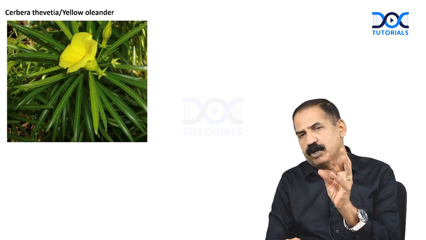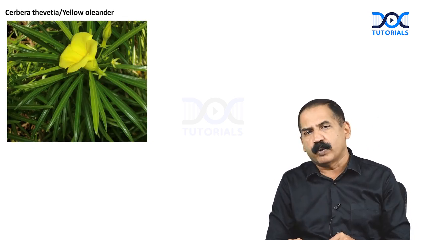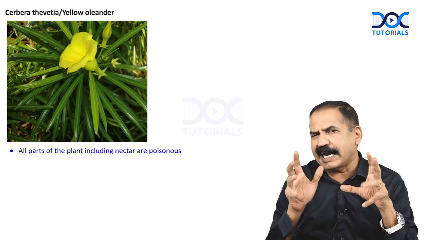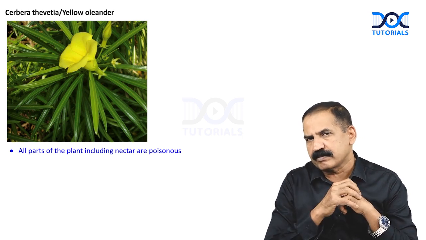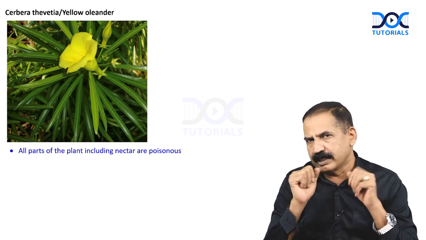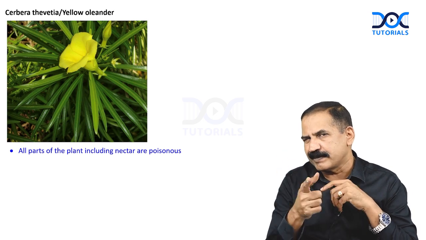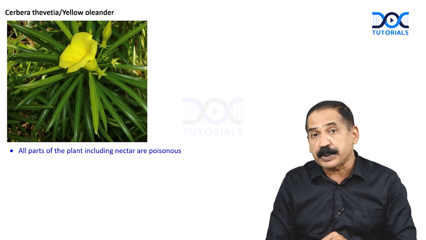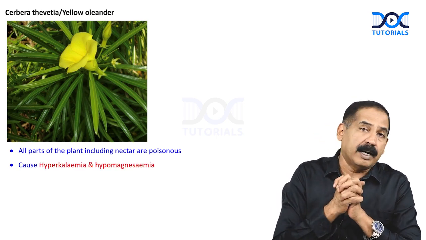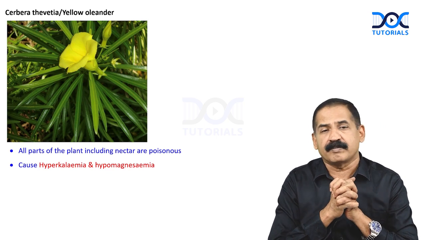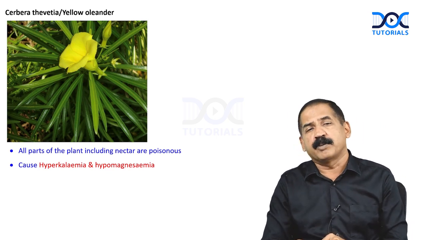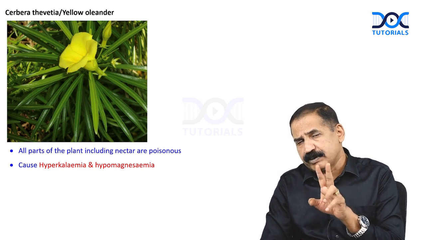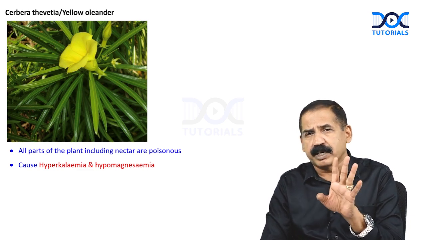It gives rise to a yellow flower, that's why it is known as yellow oleander. Okay. All parts of the plant, including nectar, are poisonous. I told you it is mainly a cardiac poison, and to a certain extent a spinal poison also. It gives rise to hyperkalemia and hypomagnesemia. There is no specific antidote for poisoning by Cerbera thevetia.